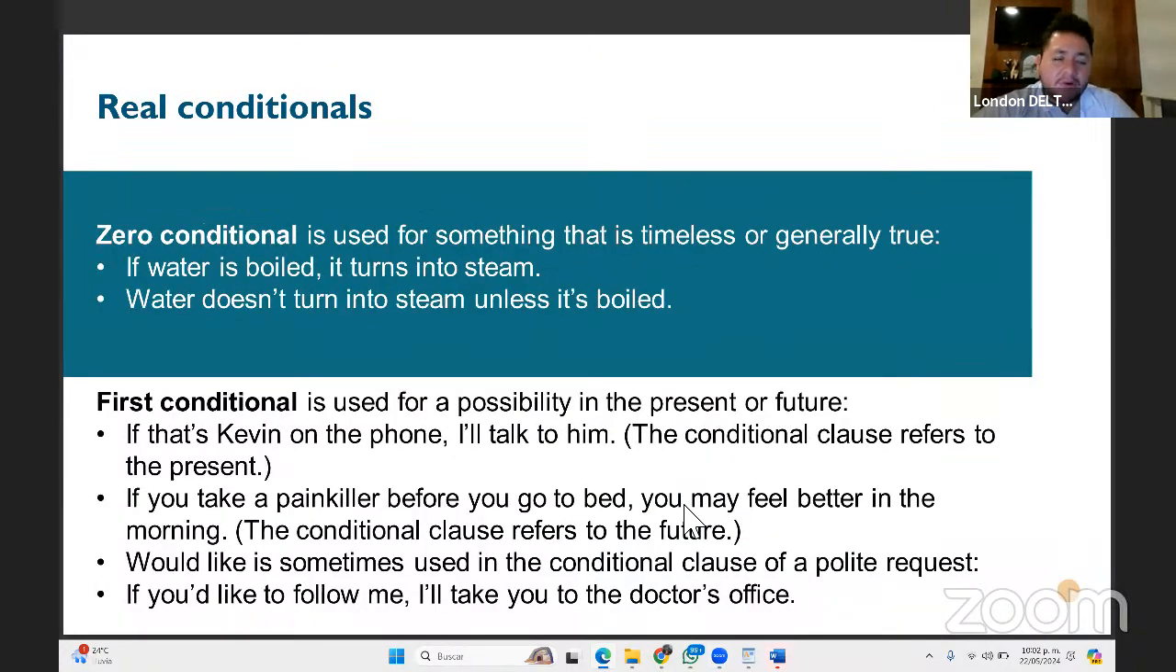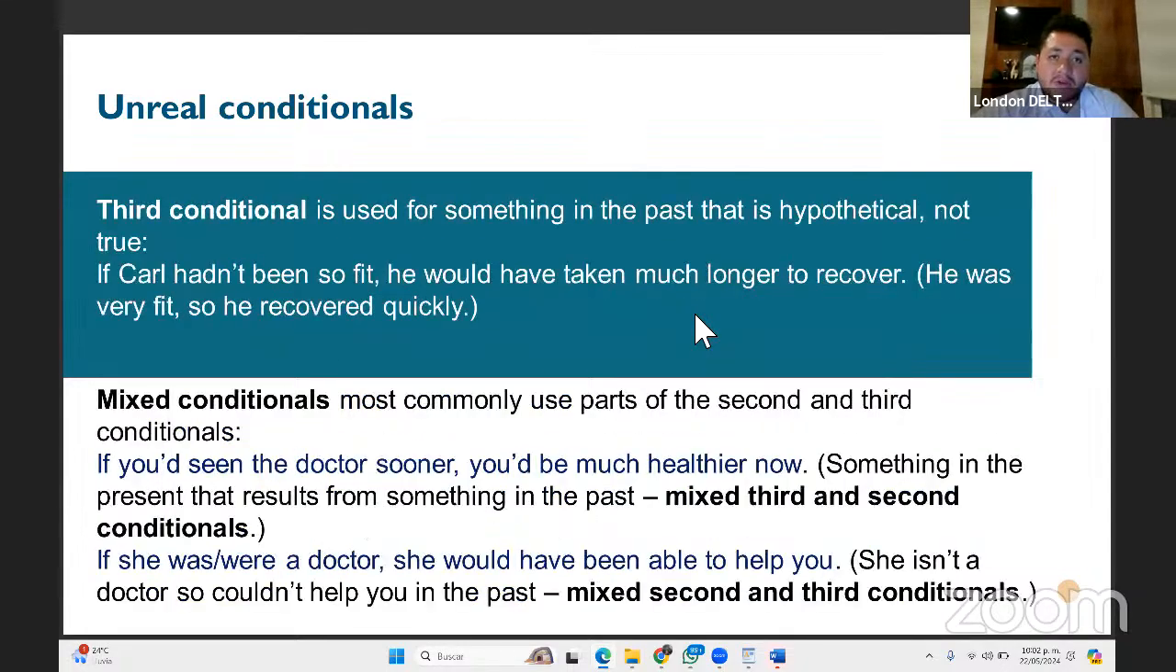All right. So when you talk about it, even if you want to talk about regrets, you would use the third conditional. It's used for something in the past that is hypothetical, not true, right? And we have this example right here. If Carl hadn't been so fit, he would have taken much longer to recover. So probably Carl was in the hospital, but he was in good condition, in good shape, so he helped his own body to recover. I'm talking about a situation that didn't happen, but what would have happened in such a scenario.